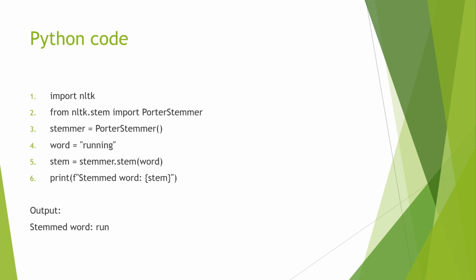So in Python we have the NLTK package. You can use this to import Porter stemmer, and we create an instance of it. And now we assign the word running. For example, we need to convert this running into its base form run. So we pass this word as an argument to the stem function. So it now generates the word stem.